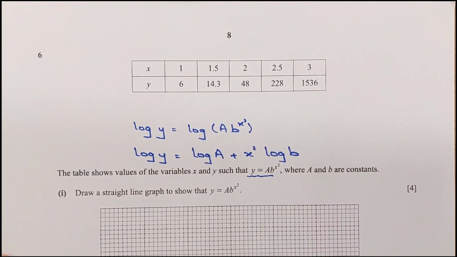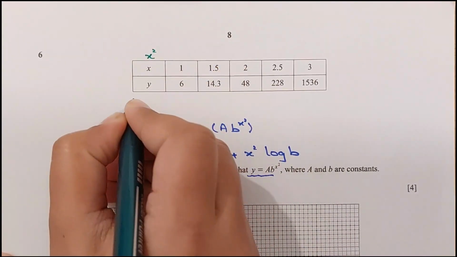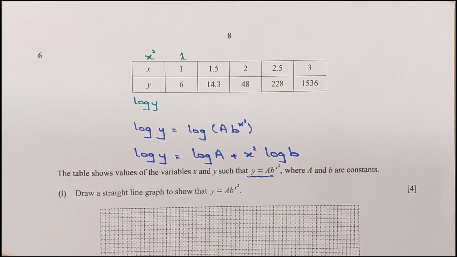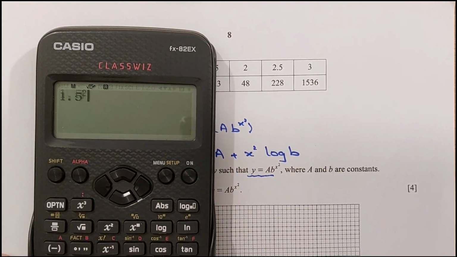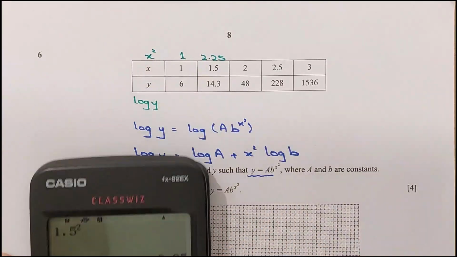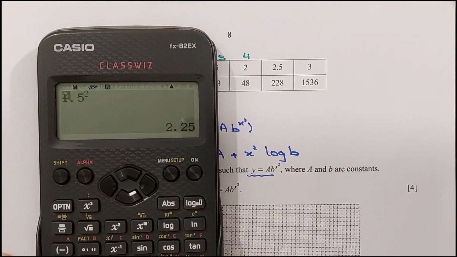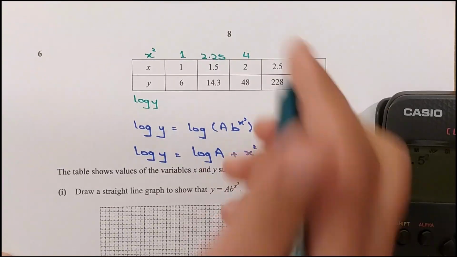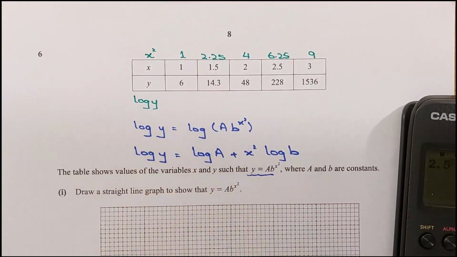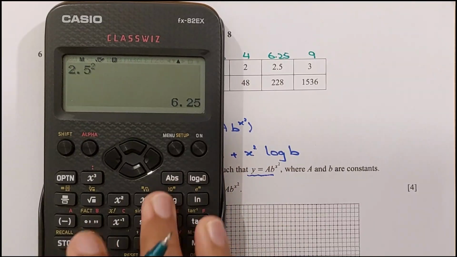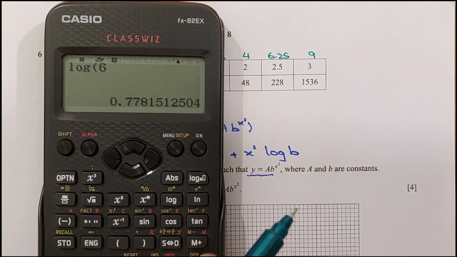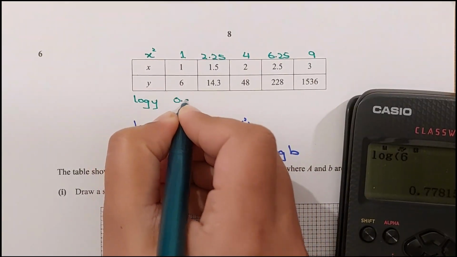So let me find the values of x square and log y. 1 square we know is 1, and 1.5 square is 2.25. 2 square is 4. 2.5 square is 6.25, and 3 square is 9, right? And now log of the y values. So log 6, let me keep it to 1 decimal place, so 0.8 we can say if I round it.